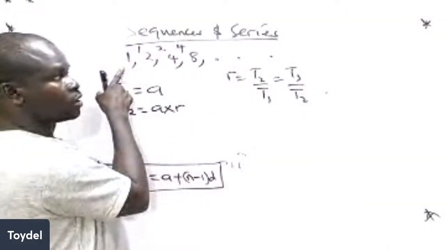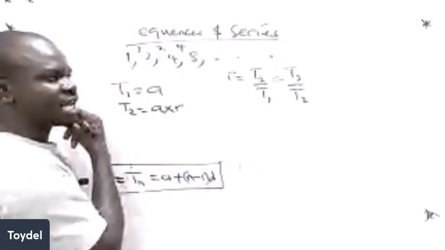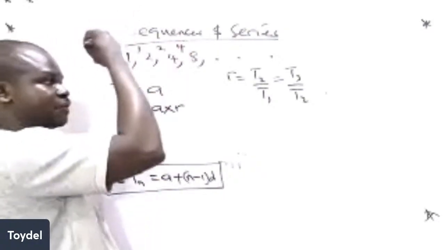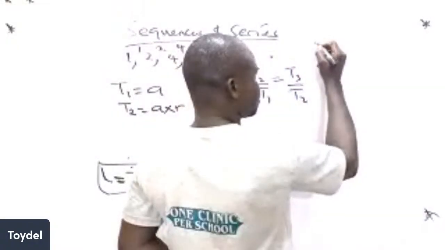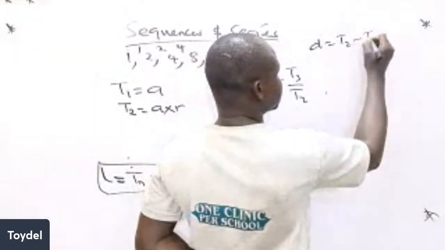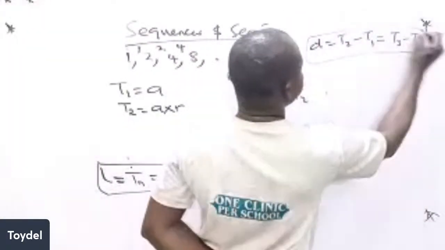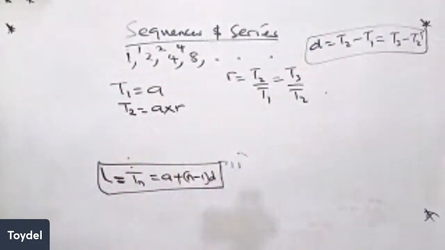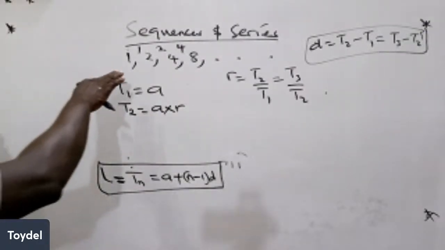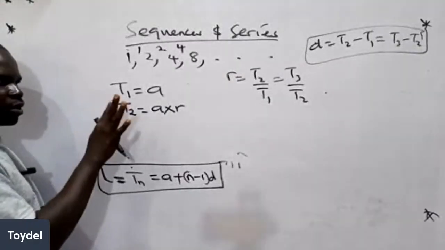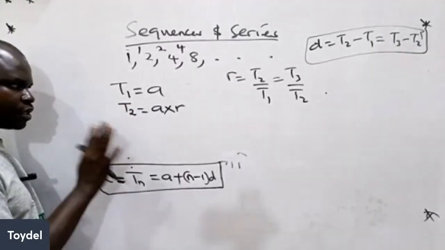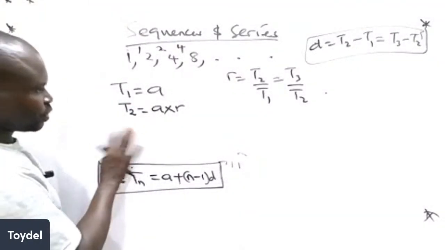This is geometric progression, otherwise known as an exponential sequence. But the first example I gave, where we have D, will be the second term minus the first term, or the third term minus the second term. The first example is AP, linear sequence, arithmetic progression. This second example is GP, geometric progression. So under geometric progression, we talk about common ratio. We have to understand that.